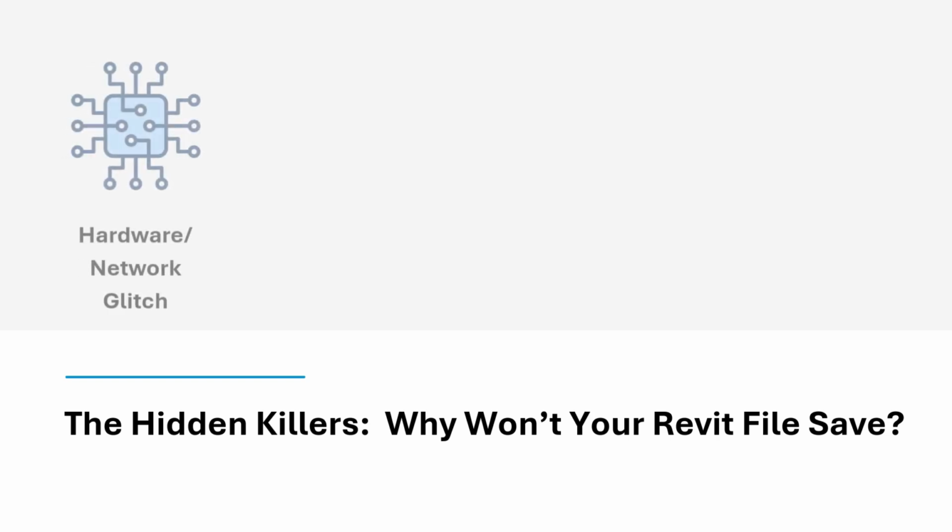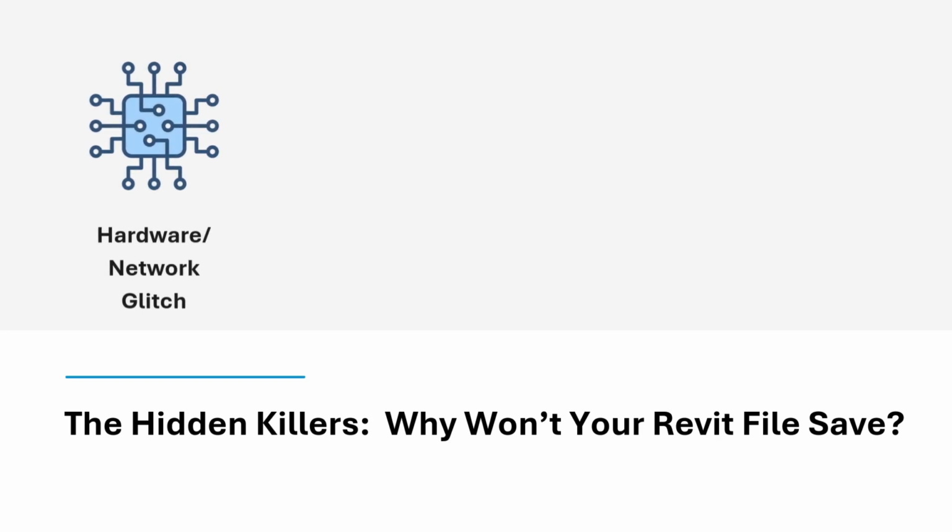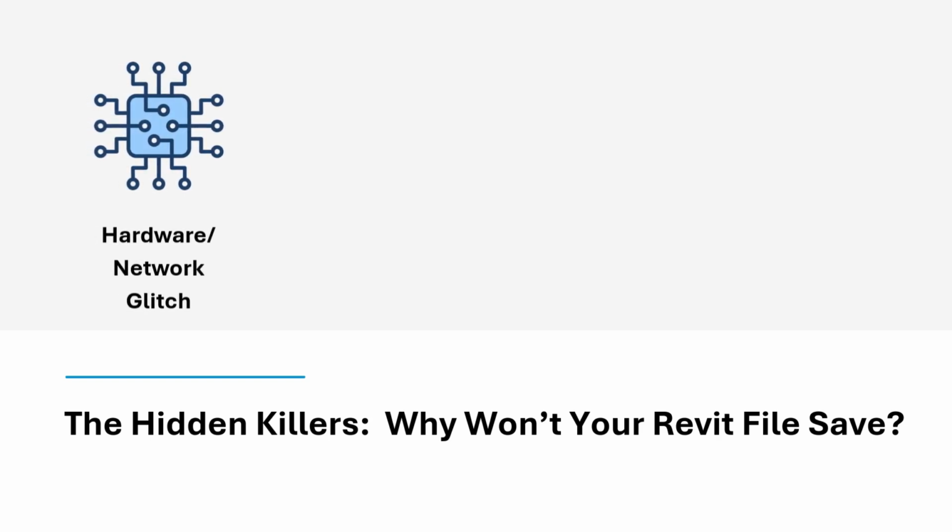Hardware failure is a silent file killer. If your server or SSD drops a bit during a save, the schema breaks. If your connection isn't stable, your file isn't safe. If you can't save, check your connection before you blame the software.